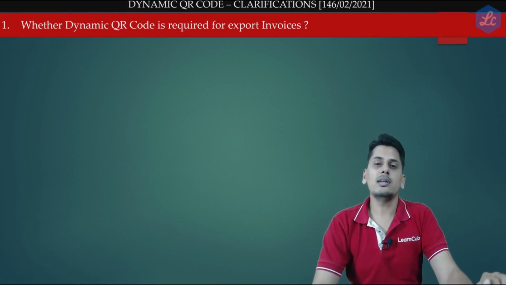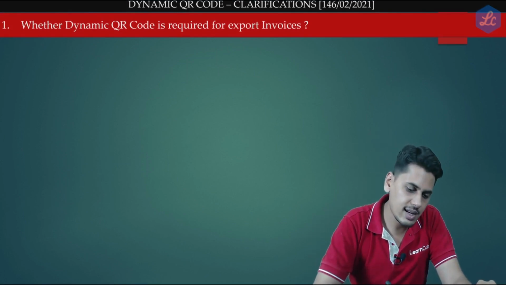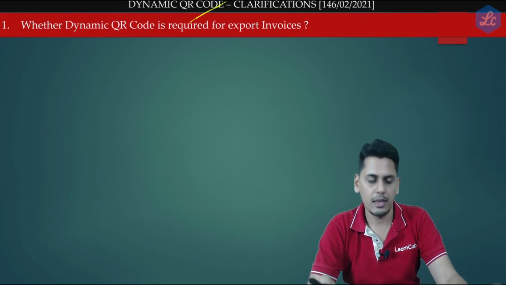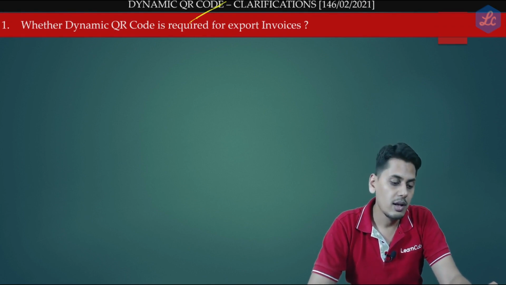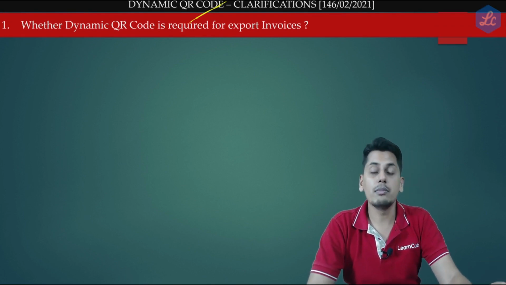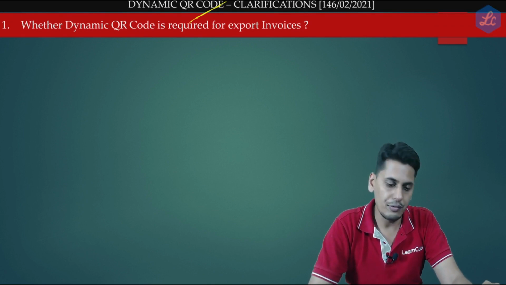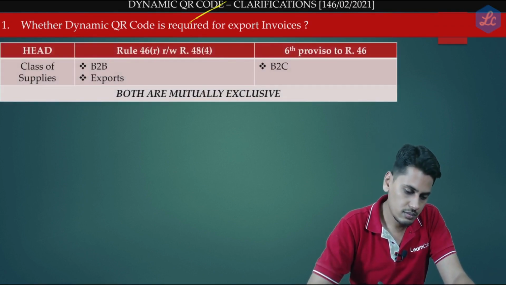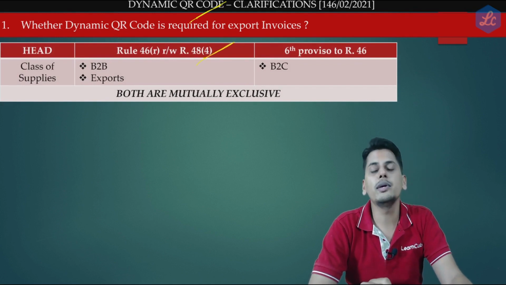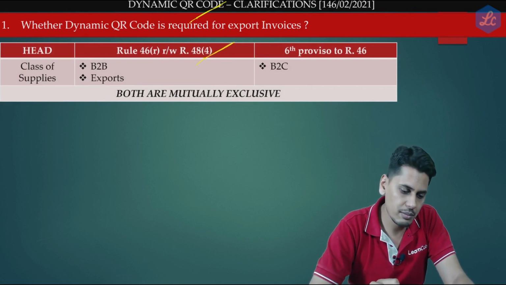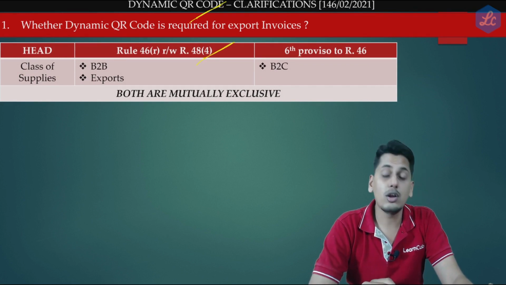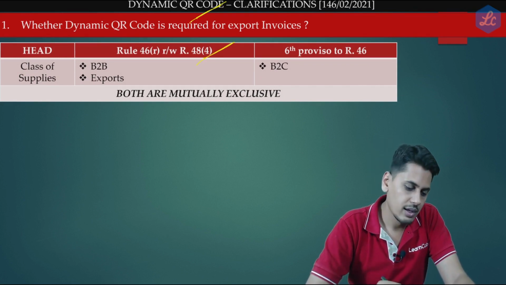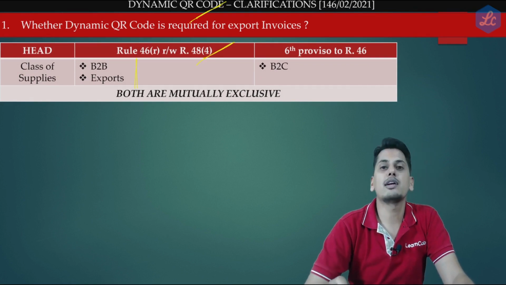Friends, there's a circular. There are a few clarifications as regards the dynamic QR code. Let's have a look at them. It's very simple. Whether the dynamic QR code is applicable for export invoices as well. Now friends, there's a slight overlapping over here. Please concentrate. Your B2B QR code, which is your invoice reference number QR code, Rule 46 read along with Rule 48 sub Rule 4, is applicable for B2B supplies and for exports.